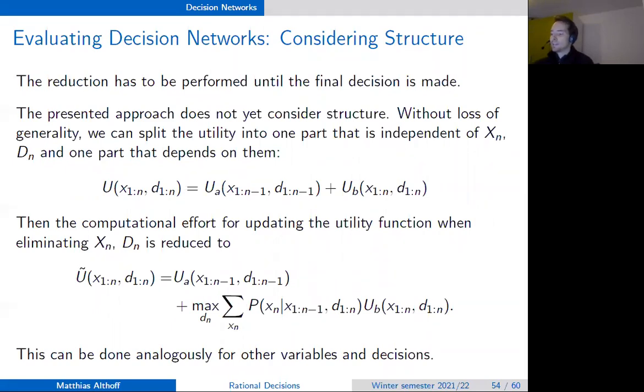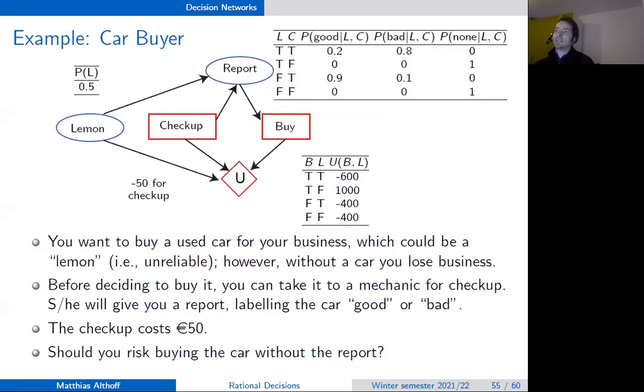Okay, so this is the theory. Then we will have an example, but before we start with the example, are there any questions regarding this basic principle?